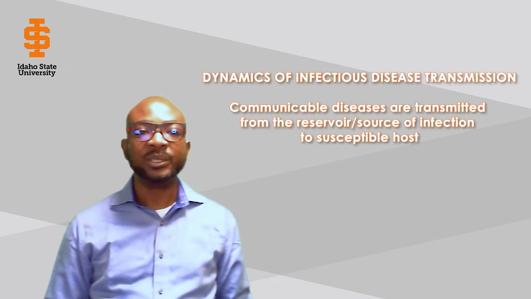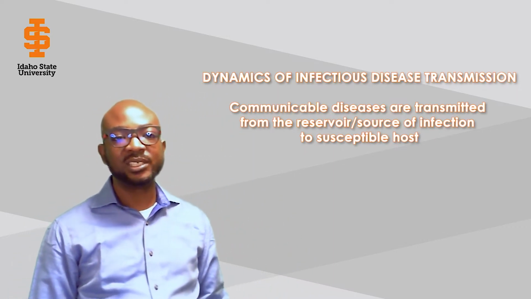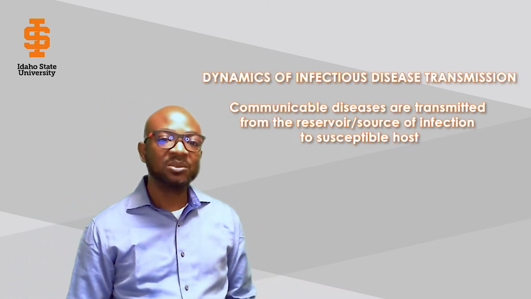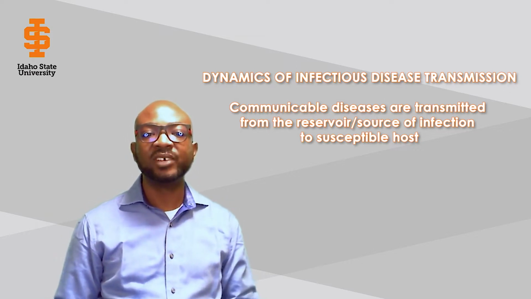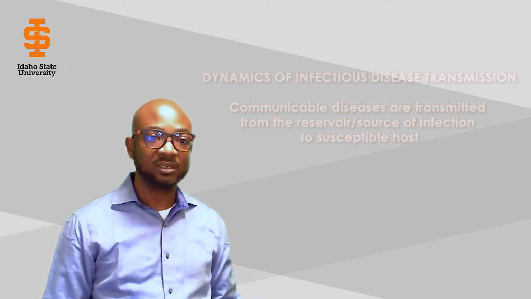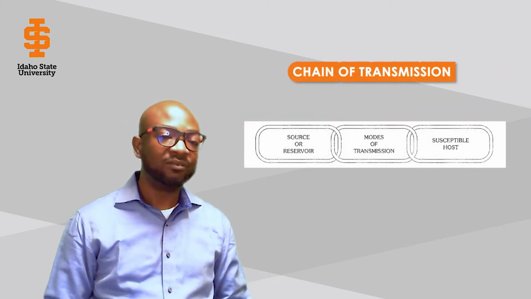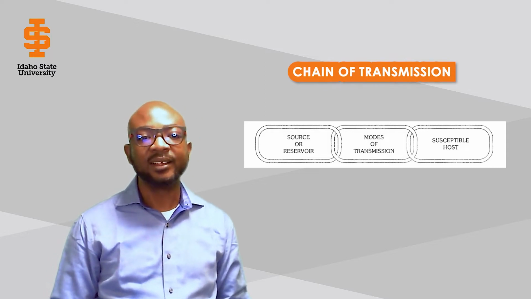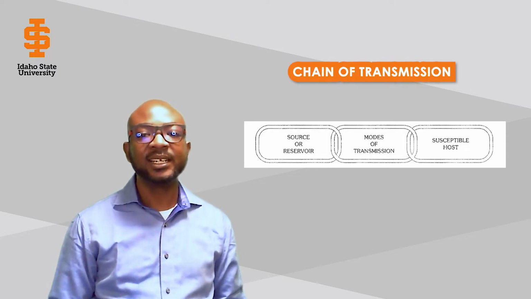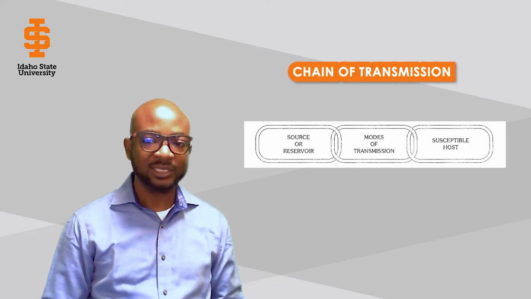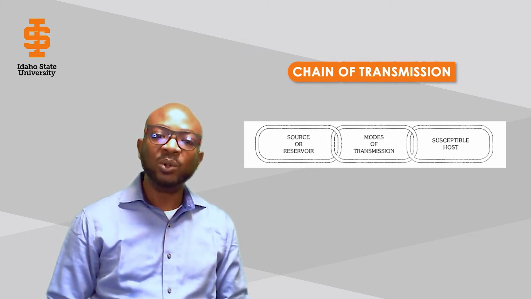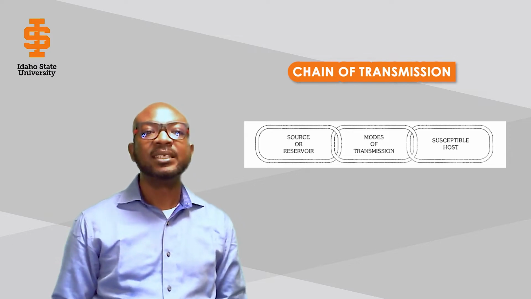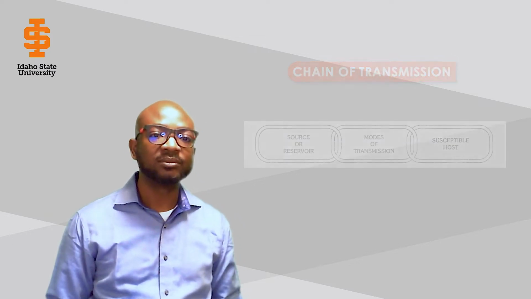Next, we look at the dynamics of infectious disease transmission. Communicable diseases are transmitted from a reservoir or a source of infection to a susceptible host. The medical model of infectious disease transmission, the chain of infection, is shown here. Basically, there are 3 links in the chain of transmission, namely the reservoir or the source of the infection, the mode of transmission, and then the susceptible host.